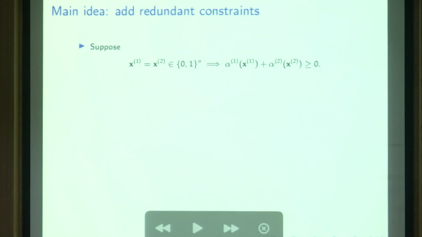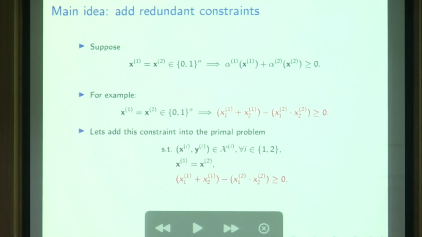Okay? So as an example, here's what I can do. They were all binary. This guy was supposed to be equal to this guy was supposed to be equal to this. So we see that this is a valid inequality, which is implied just by the fact that they're equal and they're binary. I can add this and plug it into my problem. Obviously, nothing changed on the primal. This was just a redundant constraint.